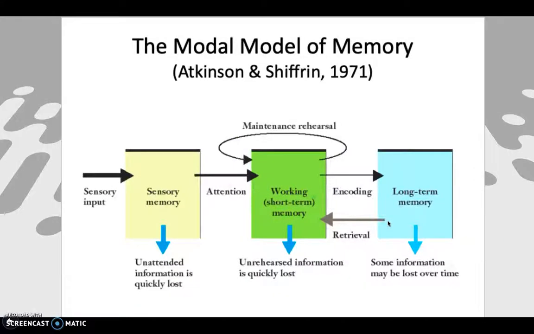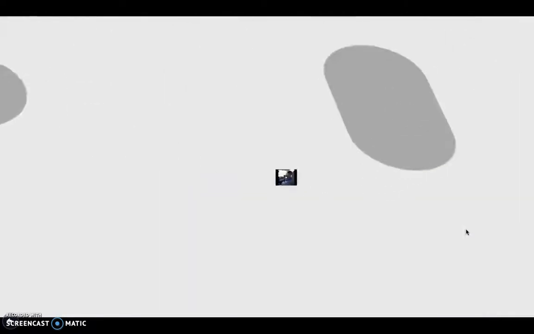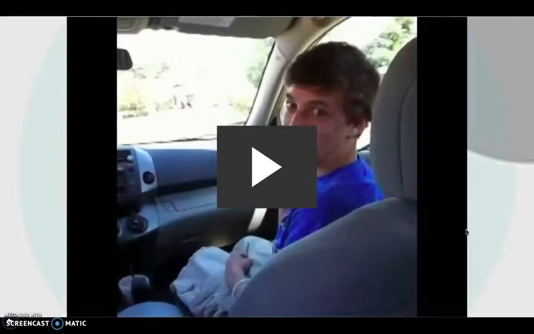So the last thing that we're going to talk about is how some information is going to be lost over time. This is inevitable no matter how hard you work to encode something in your brain. Sometimes some information you're just going to lose after a certain amount of time, no matter how hard you try.